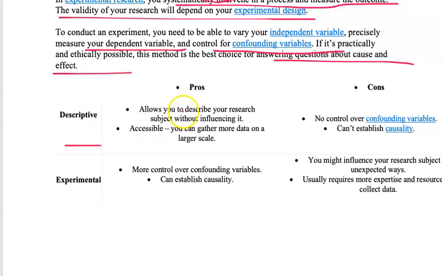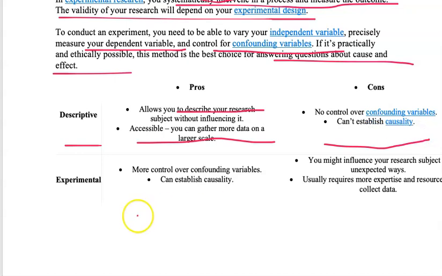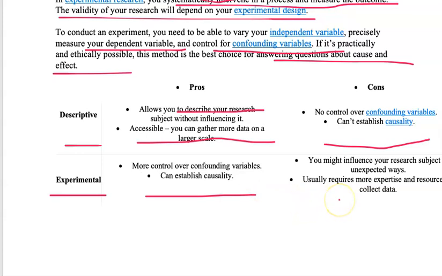Descriptive data allows us to describe your research subject without influencing it. You can gather more data on a larger scale, but at the same time, with no control over confounding variables, you can't establish causality. In the case of experimental data, with more control over confounding variables, we can establish causality, but you might influence your research subject in an unexpected way, and it usually requires more expertise and resources in data collection.